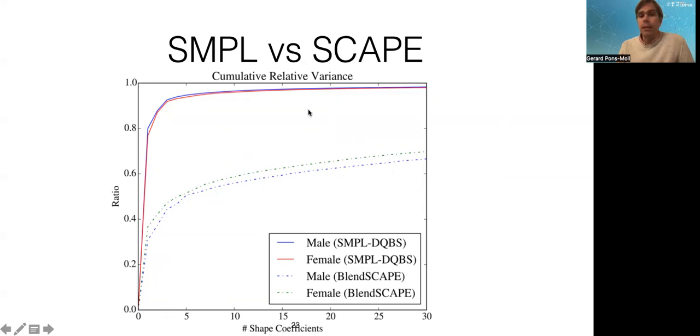And the reason is that SMPL does PCA on the vertex displacements directly, whereas in SCAPE, you do PCA on the 3 by 3 transformation matrices, which is a space of its own. So you're wasting a lot of capacity in modeling things that are not very observable in the final mesh.